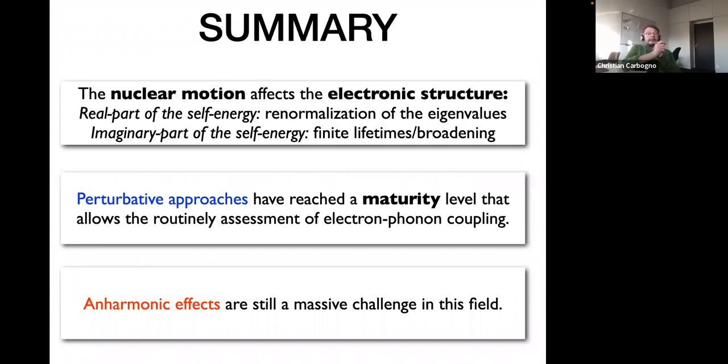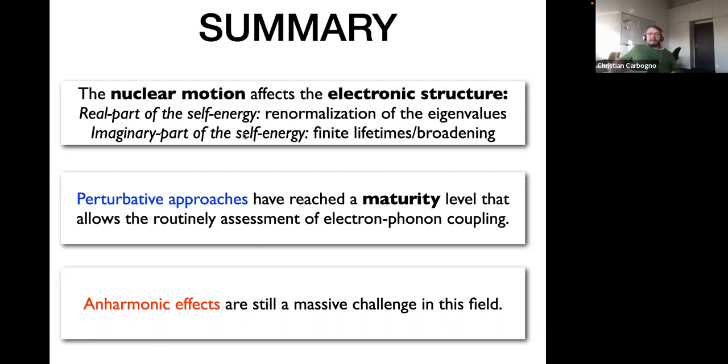And this brings me to my summary of part two. My main message was that the nuclear motion does not only affect vibrational properties, but also gives some feedback to the electronic structure. And this gives you, in principle, two observables: the real part of the self-energy, which gives you a change of the band structure, of their expectation values with temperature, with motion, and the respective imaginary part that gives you the finite lifetimes and broadening, so the uncertainty in measuring this actual electronic band structure.